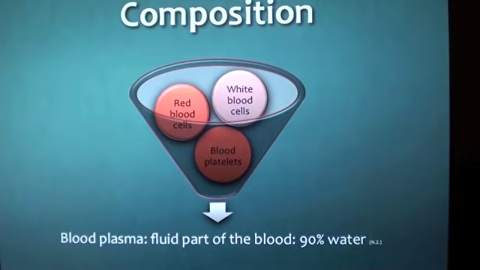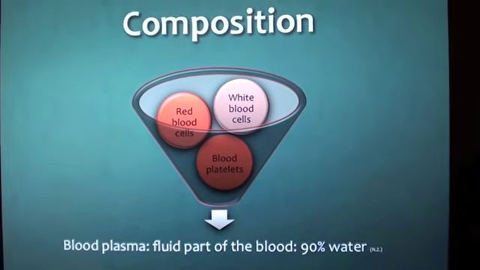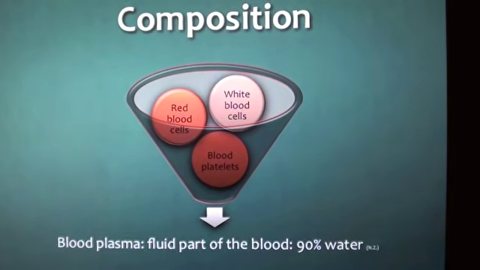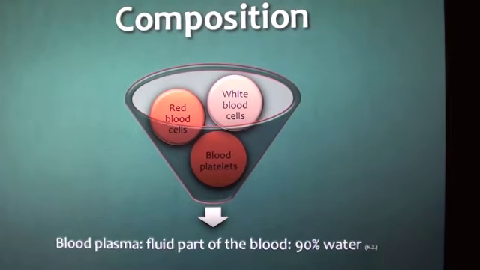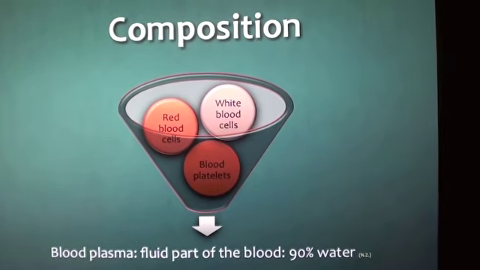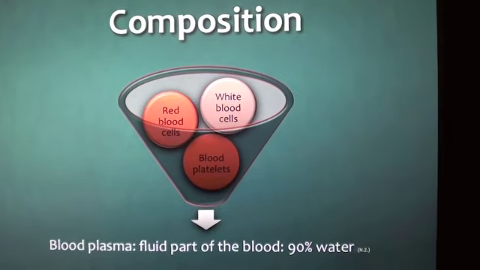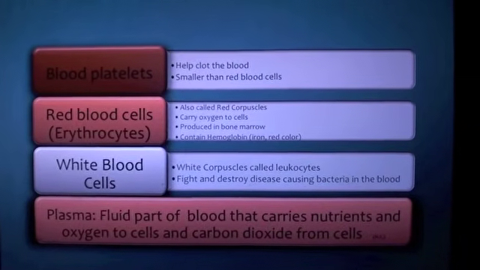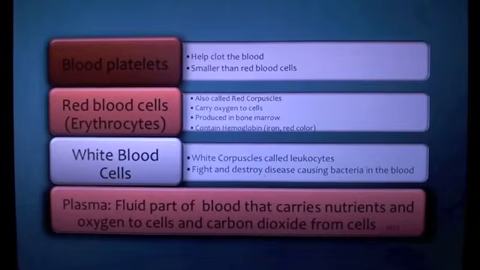Blood is made of red blood cells, white blood cells, which are also called red corpuscles and white corpuscles, blood platelets, and blood plasma, which is the fluid part of the blood, 90% water. Blood platelets help clot the blood, smaller than red blood cells.